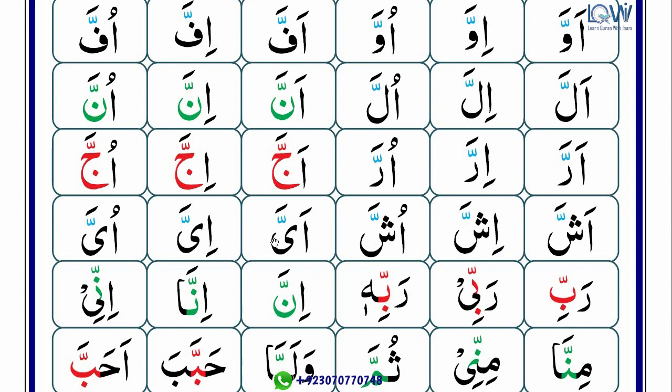Next letter is Ya, and we will read with spelling. Hamza Ya Zabar Ay. Ya Zabar Ya. Ayya. Hamza Ya Zir Iy. Ya Zabar Ya. Iyya. Hamza Ya Pesh Uy. Ya Zabar Ya. Uyya. Without spell. Ayya, Iyya, Uyya.